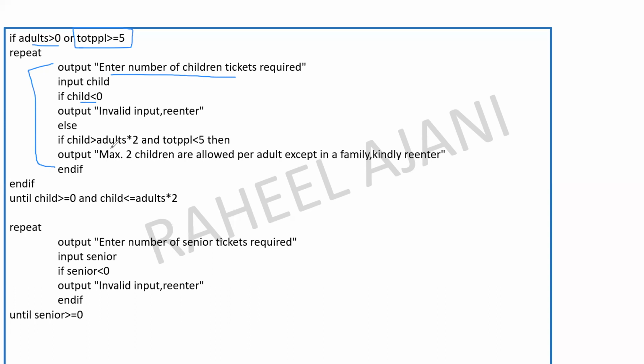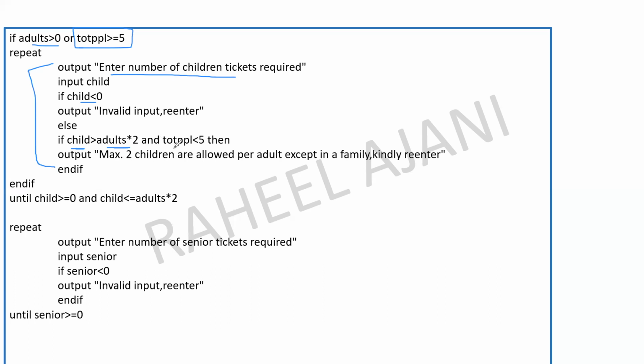Another condition is that for every adult, there needs to be a maximum of 2 children. That means the child count cannot be more than twice the number of adults. Like one adult can have 2 kids accompanying. 2 adults will have 4 kids. 3 adults will have 6 kids maximum. 4 will have 8 and so on. So the child count cannot be greater than twice the adult count. So that's a condition you need to check.